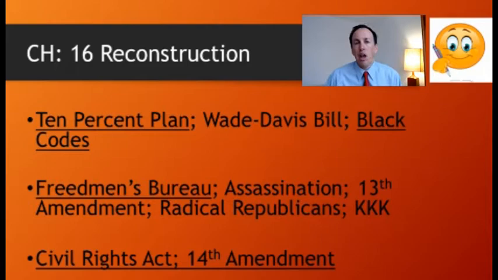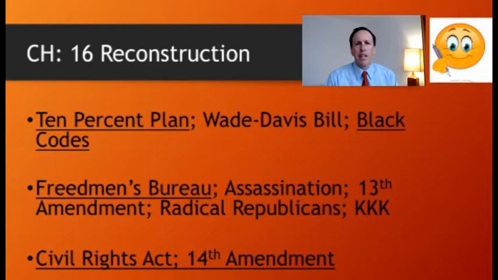Now, just because they lost the war doesn't mean the South is going to give up their racist ways. So they're going to institute some things called black codes, and we'll talk about that. Slaves are now going to be referred to as freedmen. So when you hear about the Freedmen's Bureau, that is a bureaucracy set up to help people that were formerly slaves get into society and get an education, get a job, things of that nature.